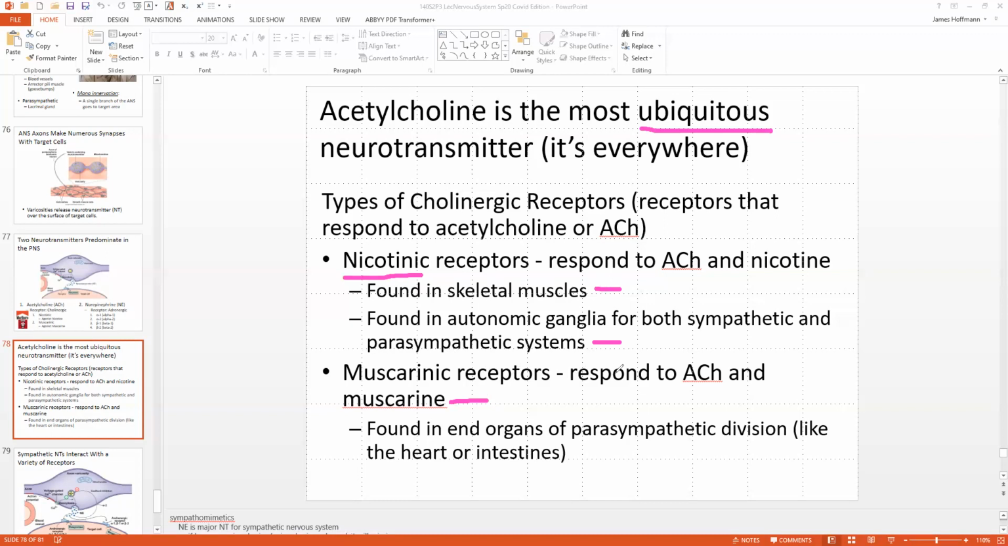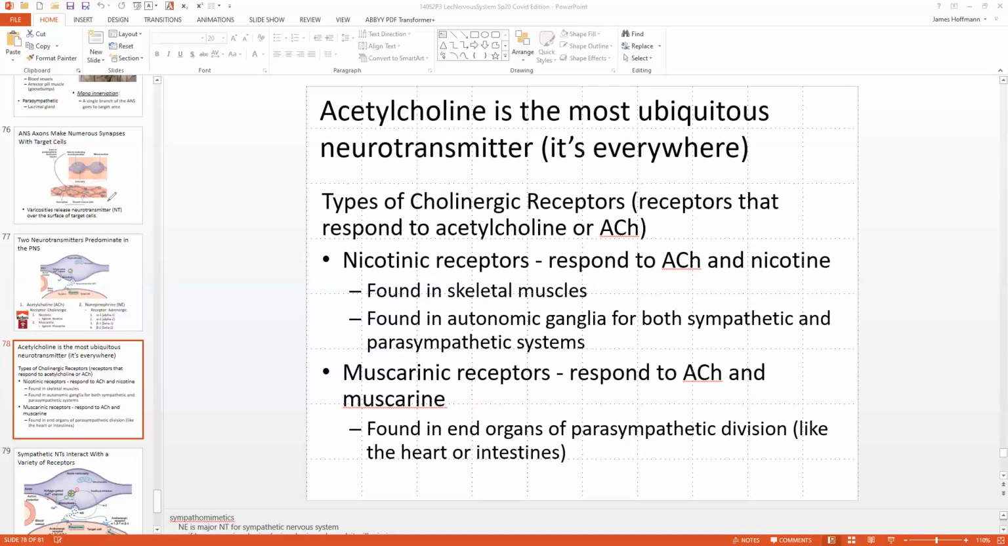Muscarinic receptors respond to acetylcholine and muscarine, and they're found at the end organs of the parasympathetic division, like the heart or the intestines. So that's the detail you have to know about the acetylcholine receptors: they're cholinergic. There are two types. Nicotinic receptors are found on skeletal muscles and in autonomic ganglia, and the muscarinic receptors are found in end organs of the parasympathetic division. Muscarinic receptors are called muscarinic because they responded to muscarine. They don't respond to nicotine. Muscarine is an agonist which does that as well. So that's acetylcholine receptors, and that's what you should know for that.